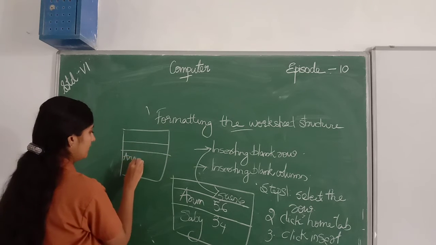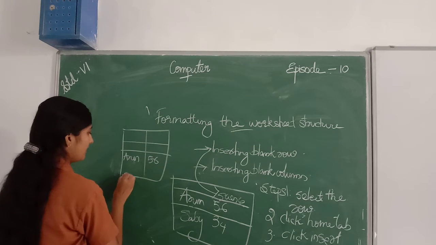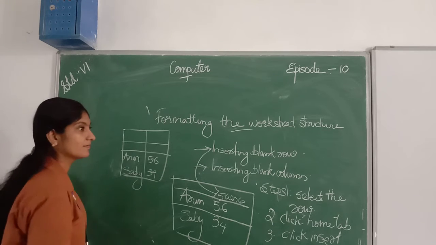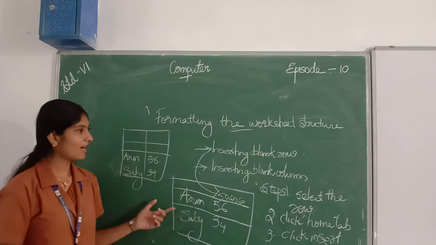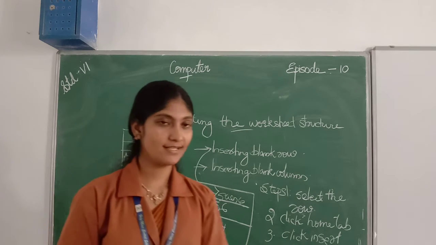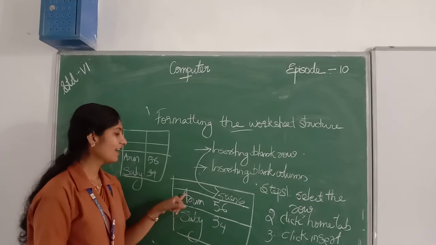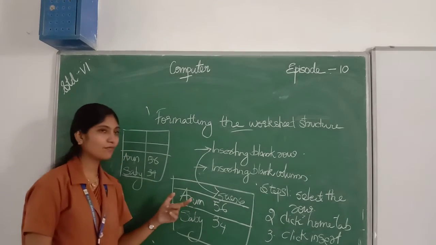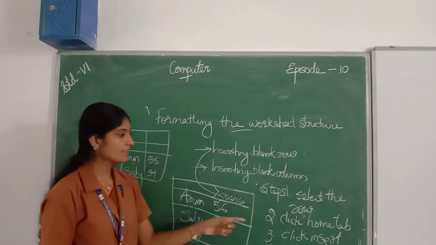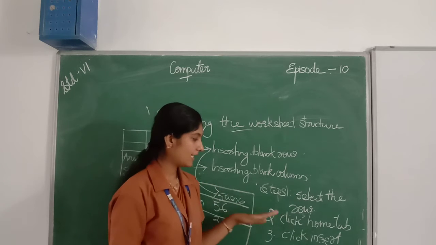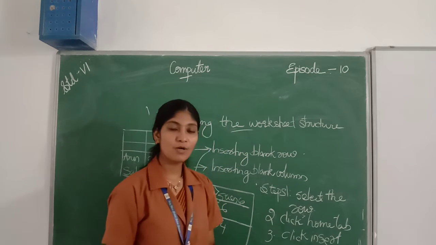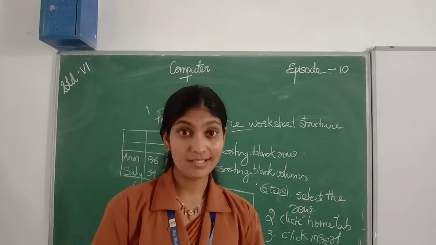Arun 56, then Sabi 34. So this is the example, Arun 56 and Sabi 34. If you want to insert a blank row before the selected row, first select the row, then click home tab, then click insert, then among the options click insert sheet row.